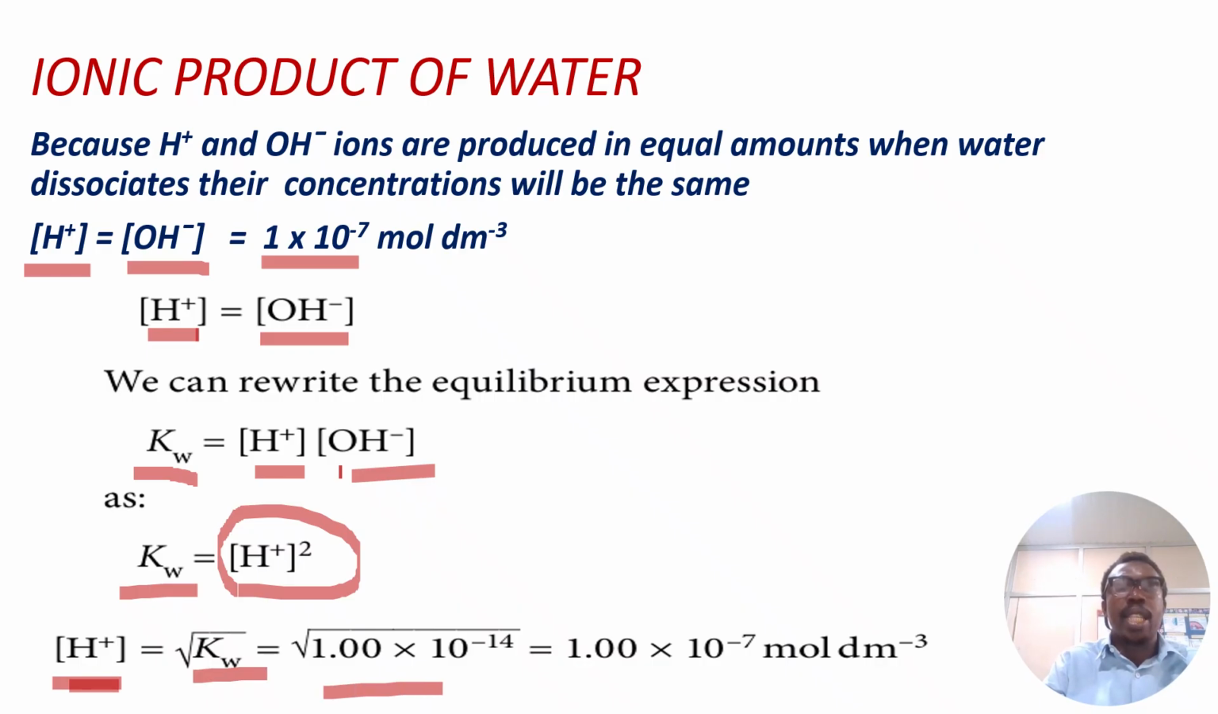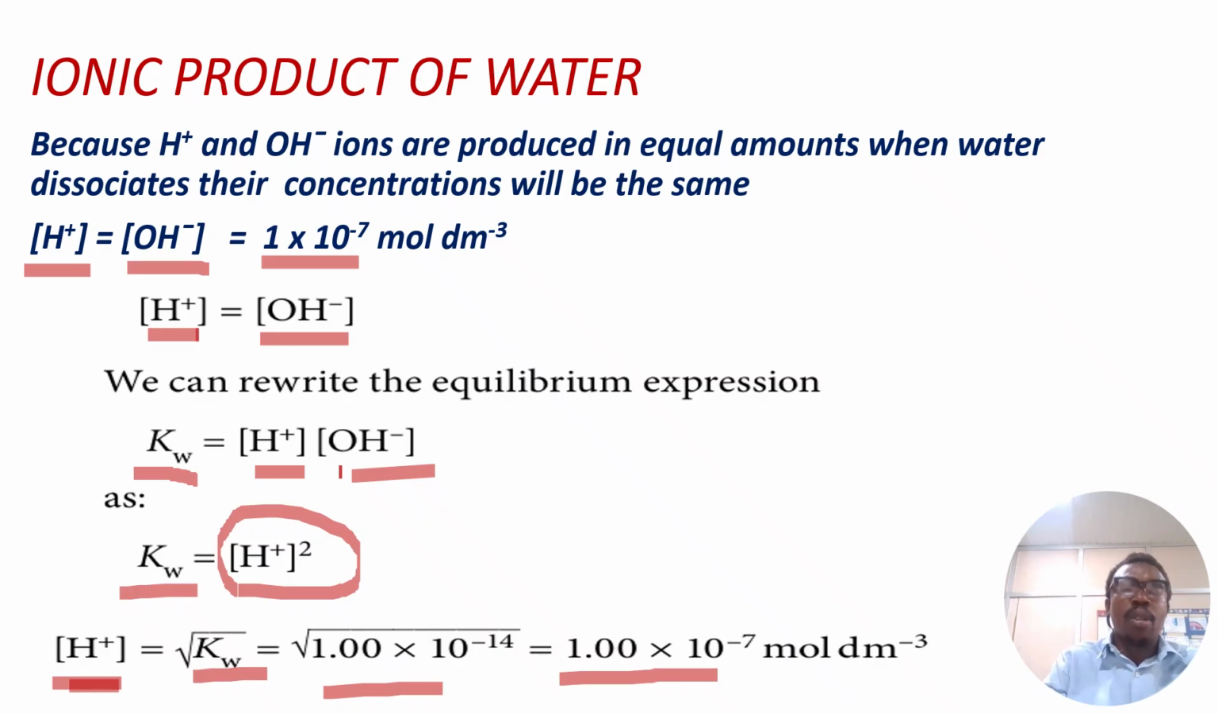So the square root of 1 times 10 raised to the power minus 14 will be equal to 1 times 10 raised to the power minus 7 mole per dm³. So the concentration of hydrogen ion is equal to 1 times 10 raised to the power minus 7, and the concentration of hydroxide ion is equal to 1 times 10 raised to the power minus 7.